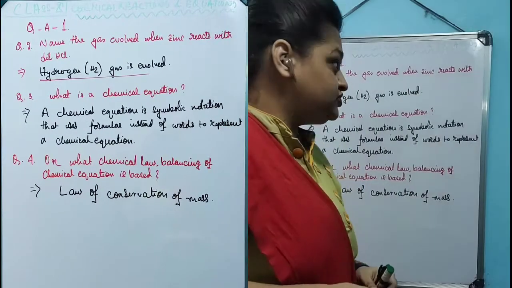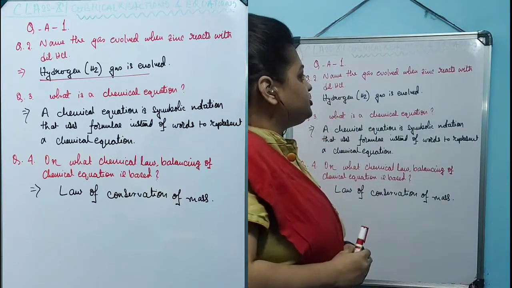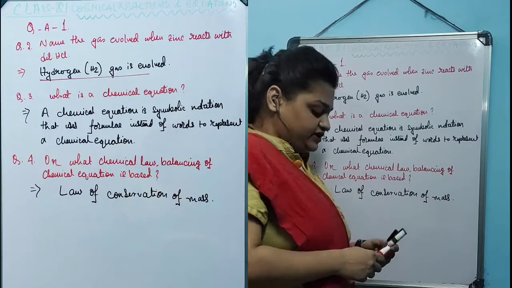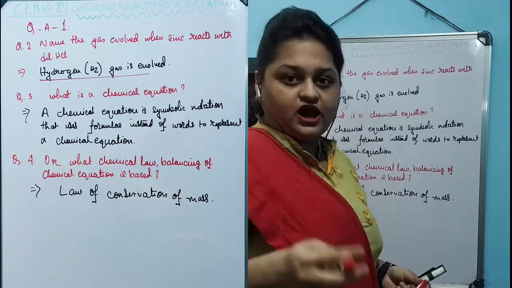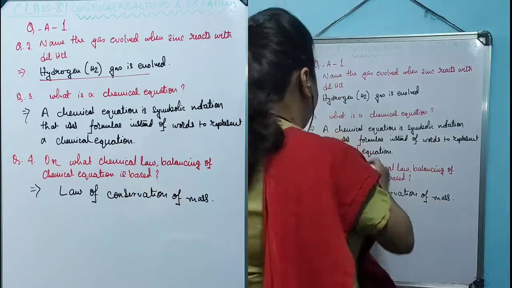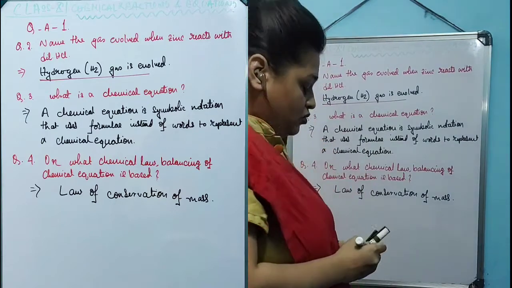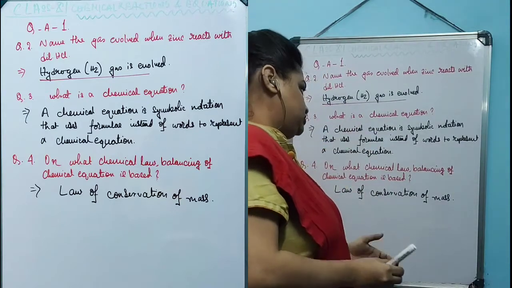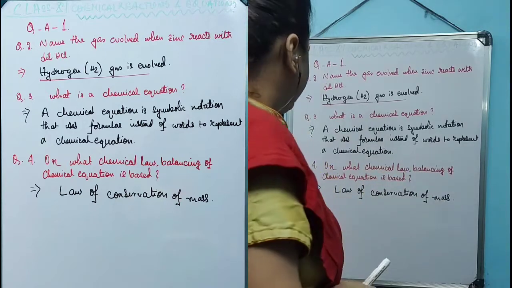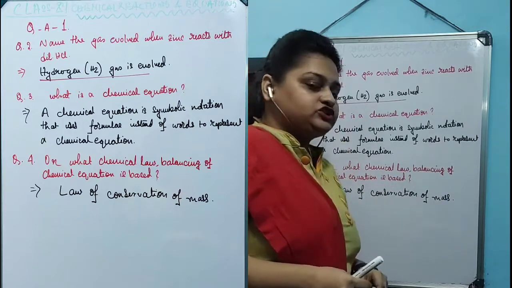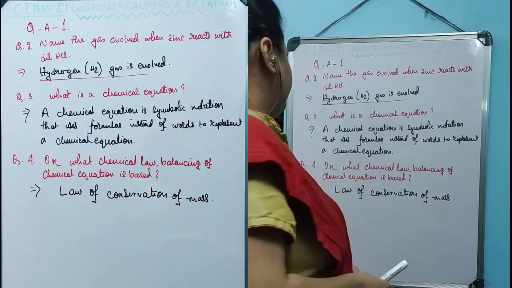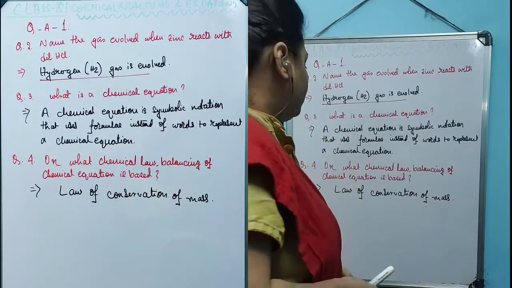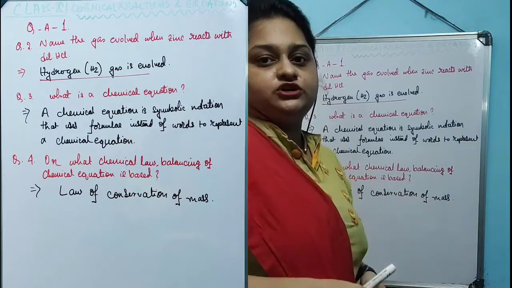The second question is, name the gas evolved when zinc reacts with dilute HCl. The gas that is evolved is hydrogen gas, H2 gas. The third question is, what is a chemical equation? A chemical equation is a symbolic notation that uses formulae instead of words to represent a chemical reaction.